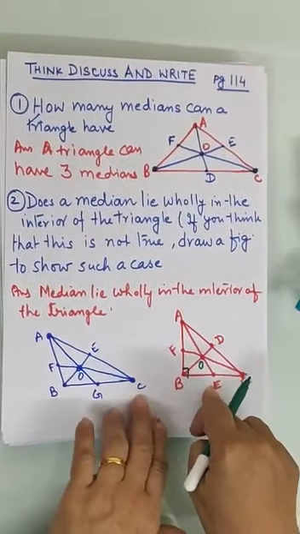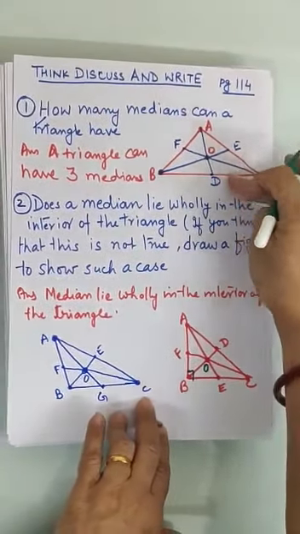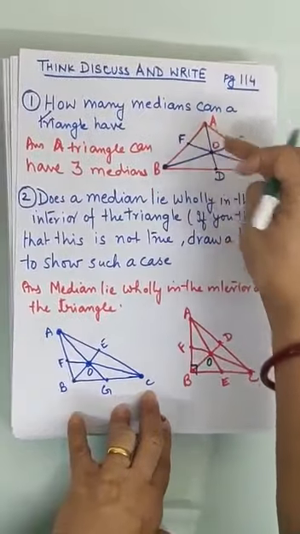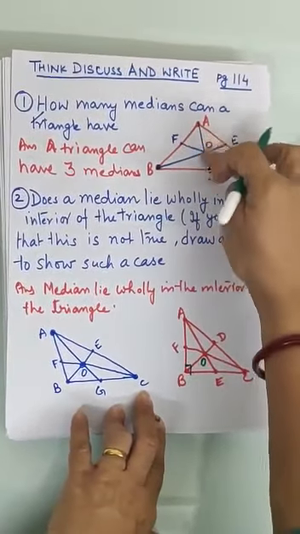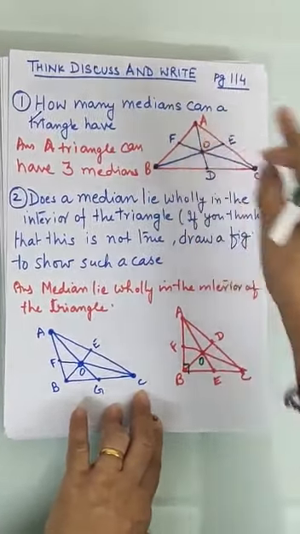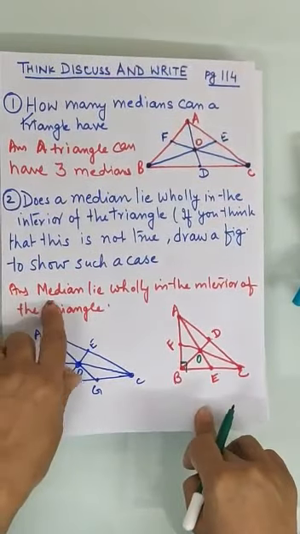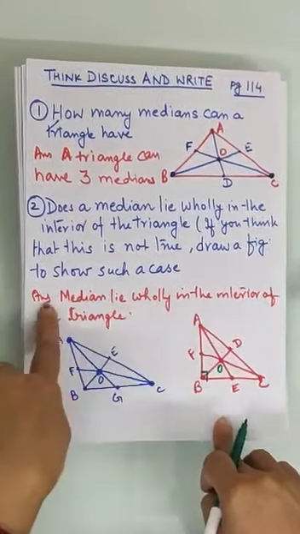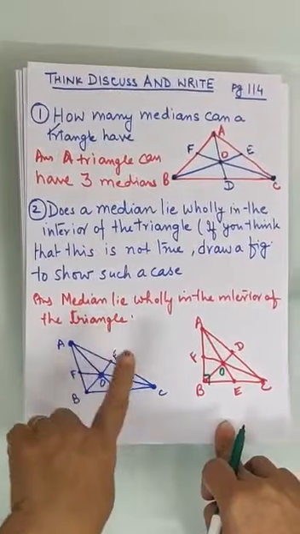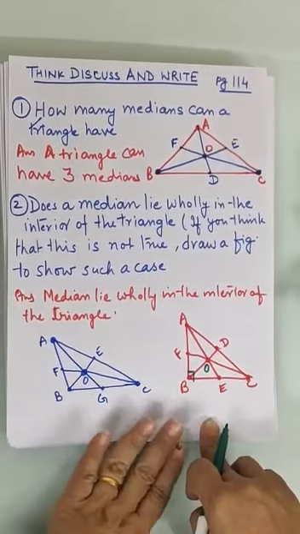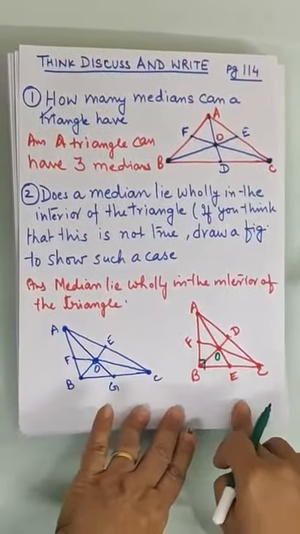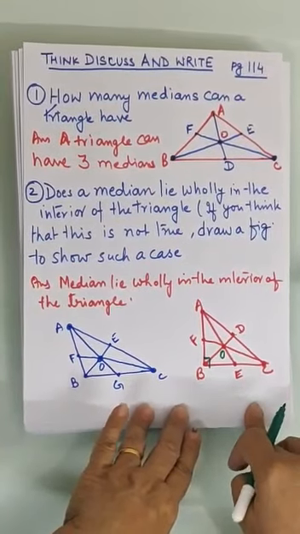Acute angle I will not separately take because already we have discussed here that in acute angle, all three medians and the centroid lie in the interior of the triangle. So thus we conclude that median lie wholly in the interior of the triangle. So this is all about the medians. In the next class I will take up altitude of the triangle.